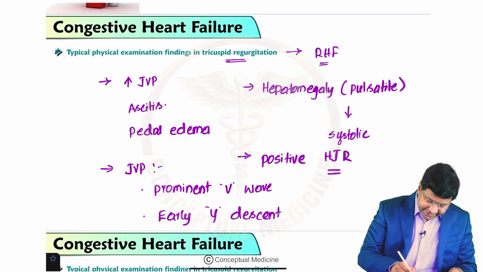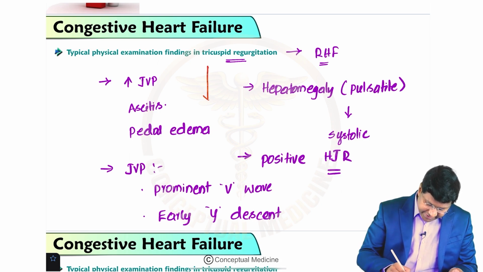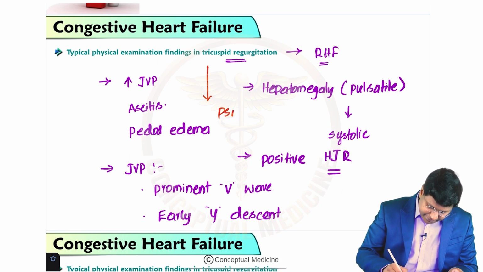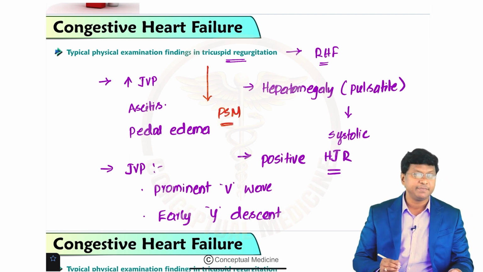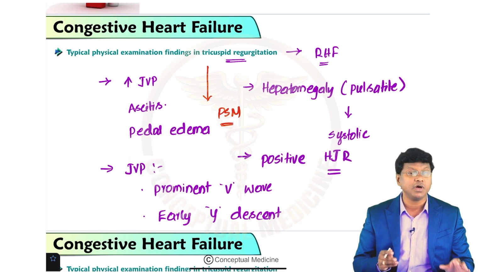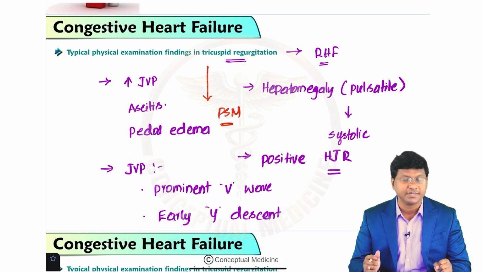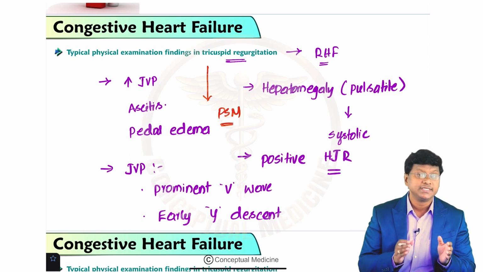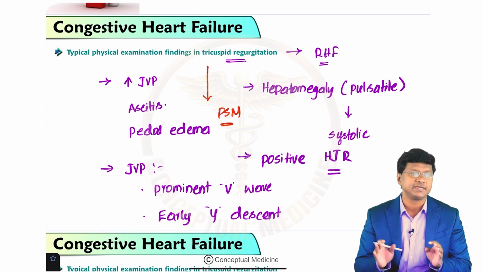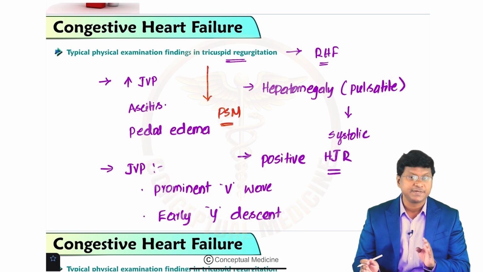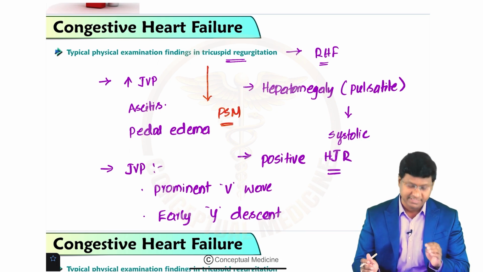And when you auscultate these patients with tricuspid regurgitation, they have a characteristic pansystolic murmur. PSM stands for pansystolic murmur or holosystolic murmur. This murmur is present along the lower left sternal margin.